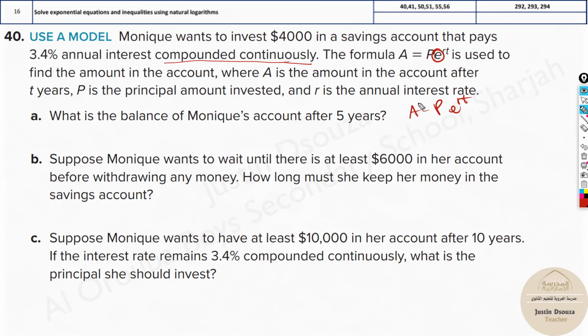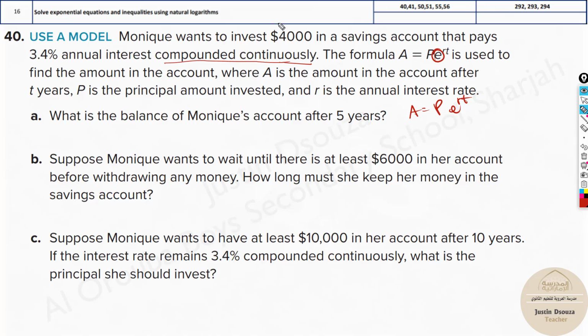A is the amount after a certain time t, whereas P is the initial amount and e is Euler's number. R is the rate of interest. Whenever it's compounded continuously, we take e, that is 2.71, a constant number. And the first question: what is the balance of Monique's account after 5 years?